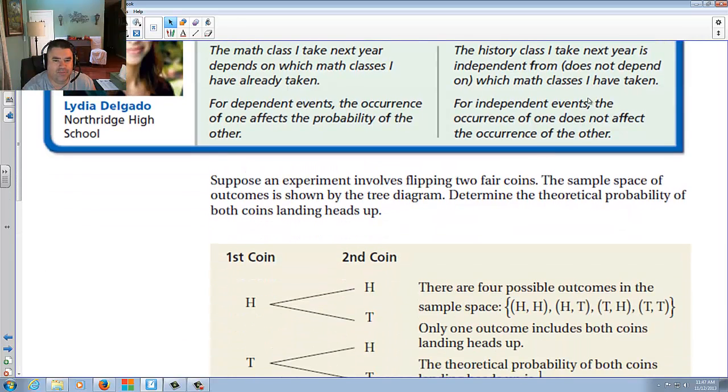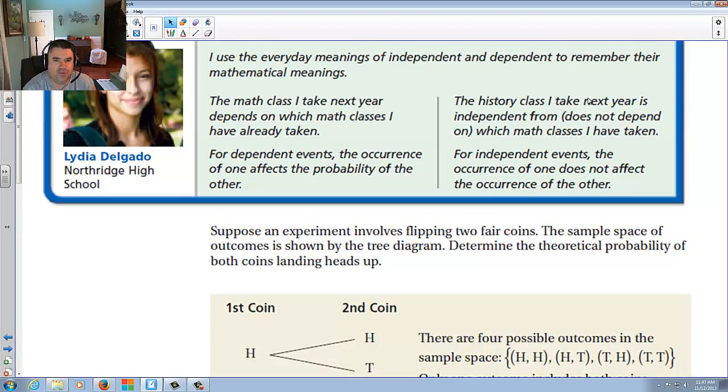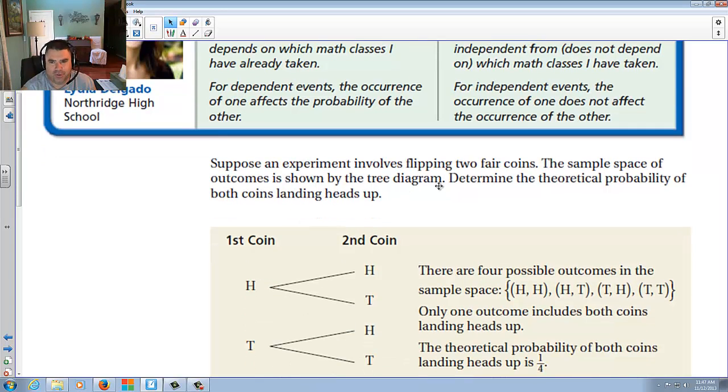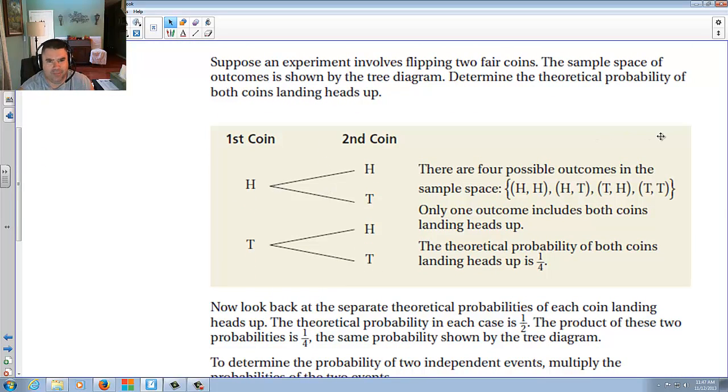So take a look here. For instance, suppose an experiment involving flipping 2 fair coins. The sample space of outcomes shown in the tree diagram determine the theoretical probability of both coins landing up. In other words, if you flip, it can either be heads or tails. Another coin you flip could be heads or tails.